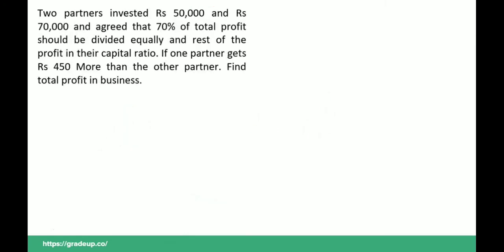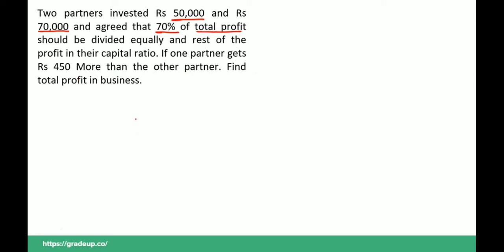Now, the next question is, two partners invested 50,000 rupees and 70,000 rupees and agreed that 70% of the total profit should be divided equally, and the rest of the profit in their capital ratio. If one partner gets 450 rupees more than the other partner, then find the total profit in the business. So we have to find the total profit in the business.